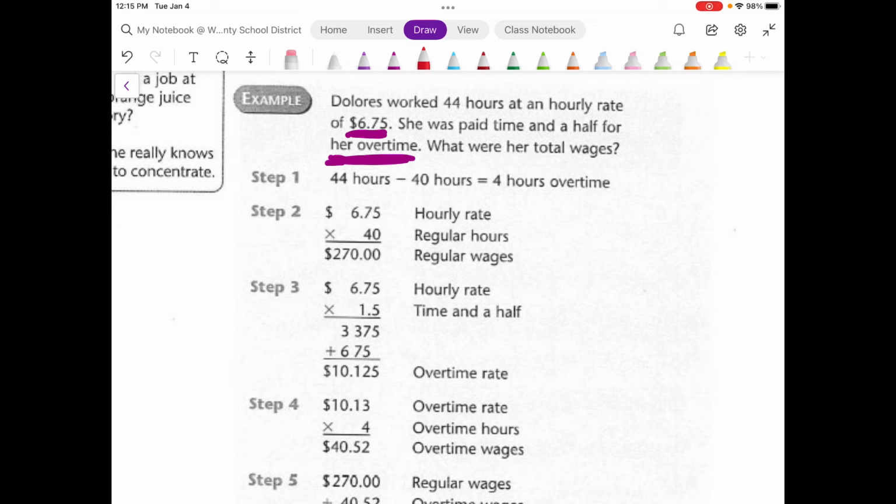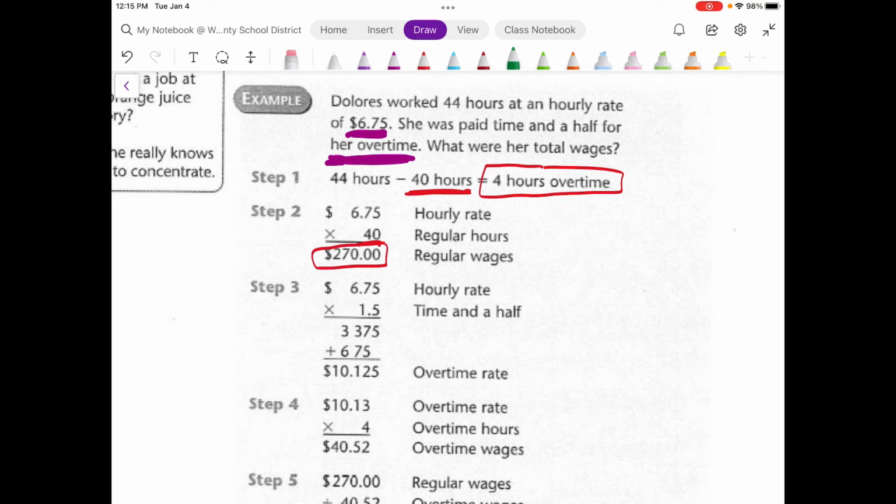So the first step we want to do is figure out how many of those hours are considered overtime. And so you always want to subtract 40 because those are the max amount of regular hours you can have in a time period, in a pay period. So that means we have 4 hours of overtime. Okay. Step 2 is to figure out just the regular rate, the regular wage. We have $6.75 per hour times 40 hours of regular pay, and that's going to give us $270.